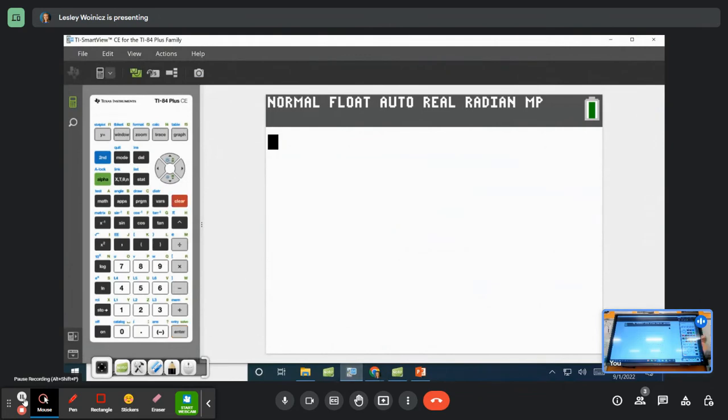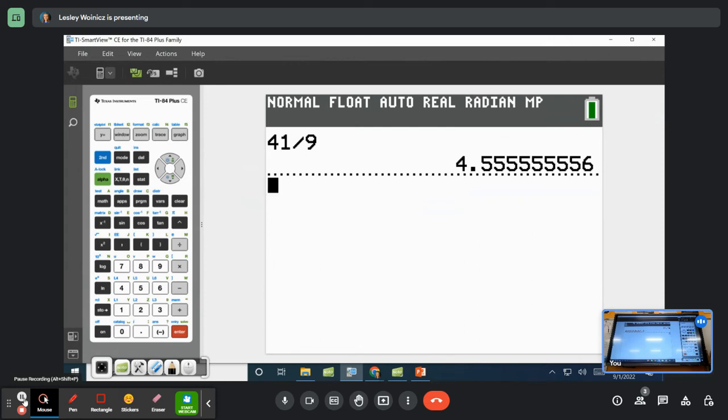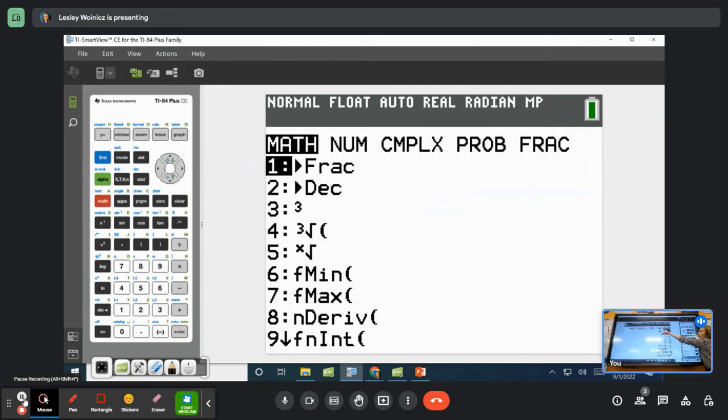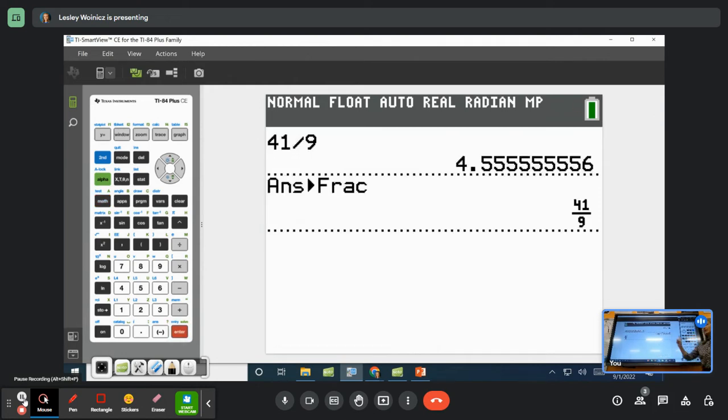Okay, so on your calculator, do 41 divided by 9. Hit enter. You see it's a decimal. I really want it a reduced fraction. So if I hit math, and you see how 1 is frac? I can just hit enter and then enter again, and it will give me a reduced fraction back. And if I see that it didn't change, I know it's already reduced. Let me show you what I mean.